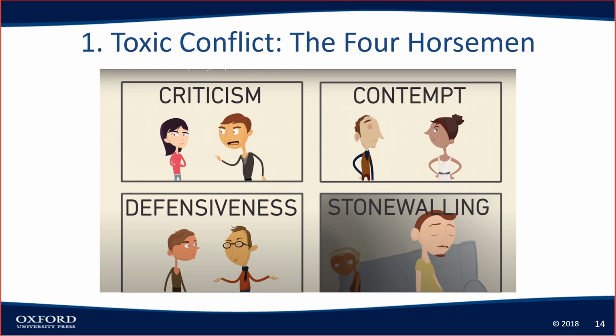So remember that a toxic conflict, by Gottman, is the four horsemen, and it involves criticism, contempt, defensiveness, and stonewalling.